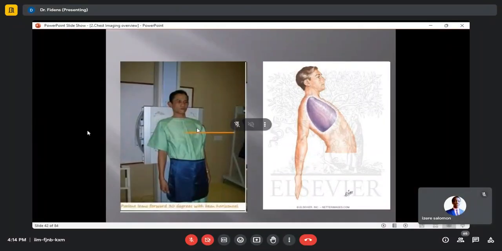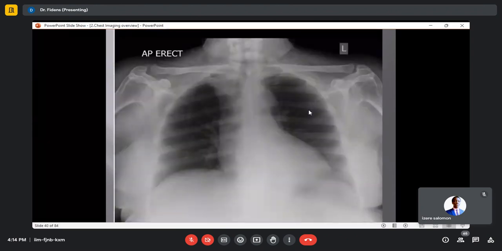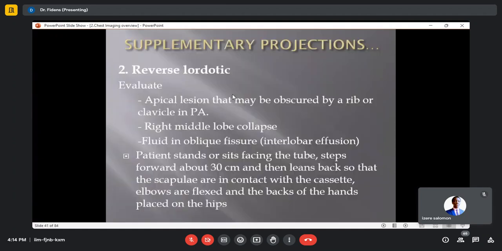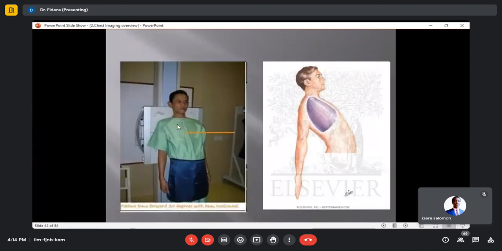Maybe it was this one because it's in AP, anterior posterior, in erect position, but it was a reverse. The clavicles cannot be at that level there. So it has a reverse aortic view. That's the reason why they have written this. So that is the reverse aortic view, with the patient in erect position, this positioning.